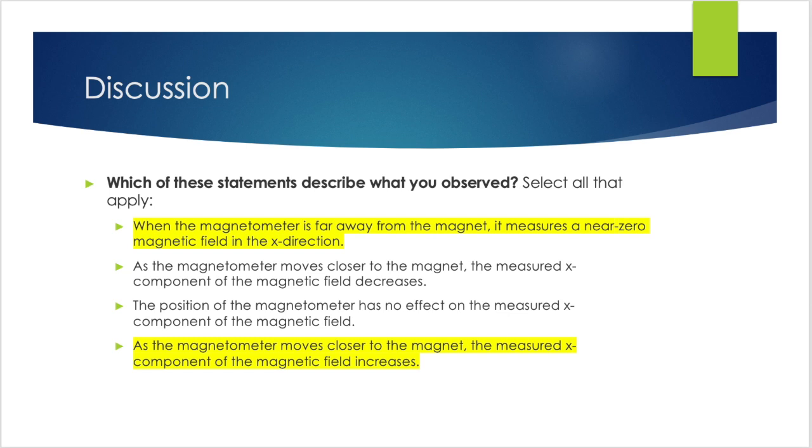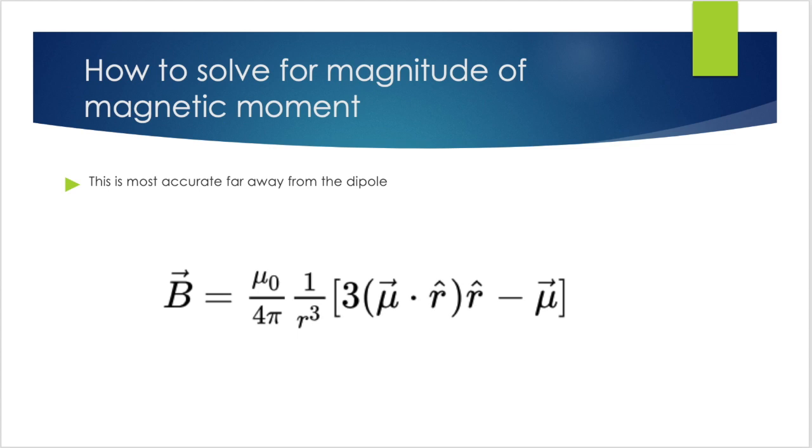How did we actually solve for the magnitude of magnetic moment? This equation is most accurate far away from the dipole, and it's the equation that was used in the coding portion of the lab.